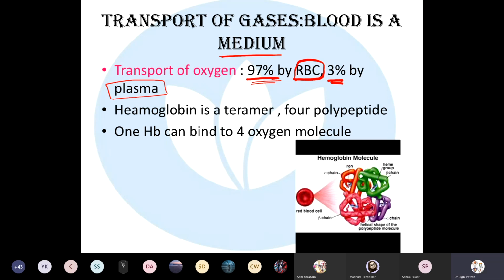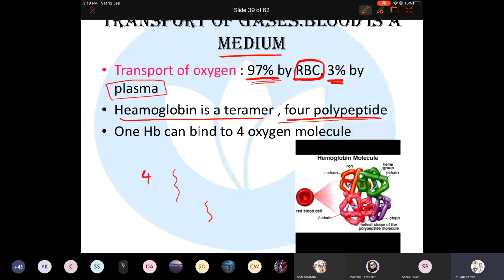What's the structure? Hemoglobin is a tetramer. Tetra means 4 polypeptide chains. It has 2 alpha and 2 beta chains. You can see beta chain, alpha chain, alpha chain. So it is 4 polypeptide chains. One hemoglobin can bind to 4 oxygen molecules, my dear students.